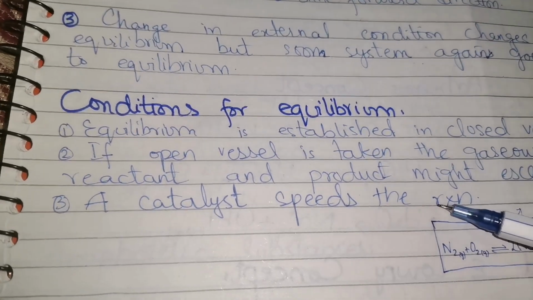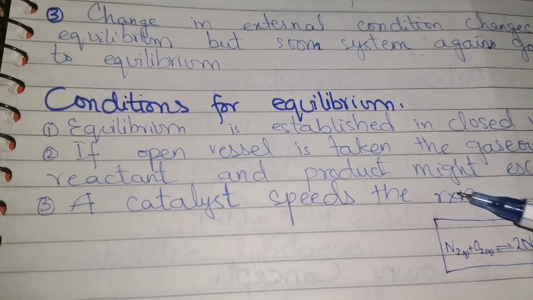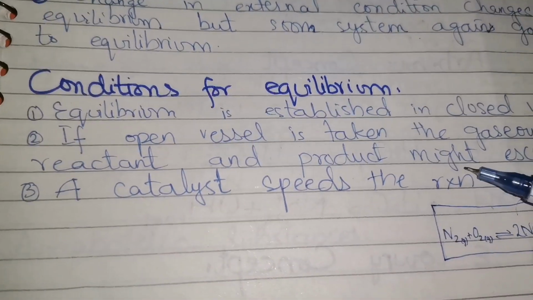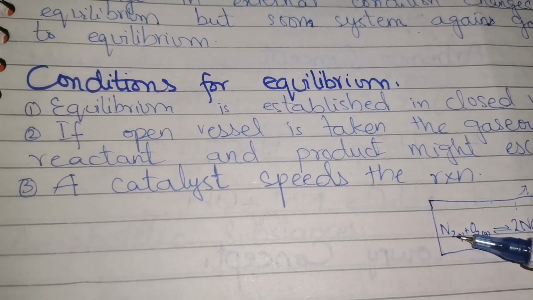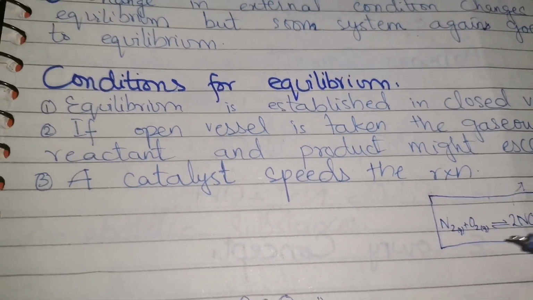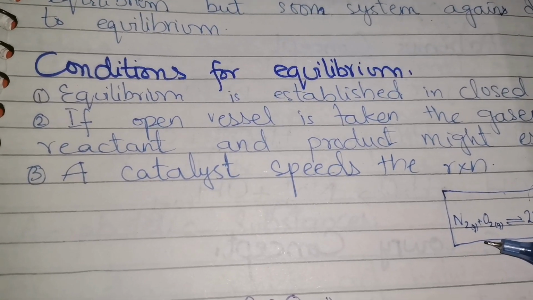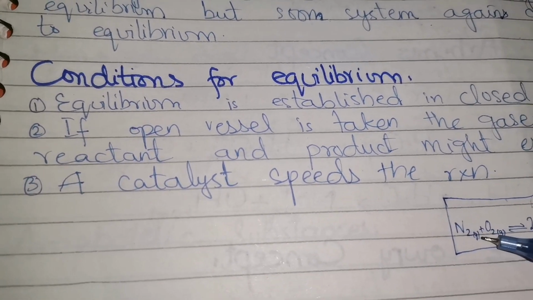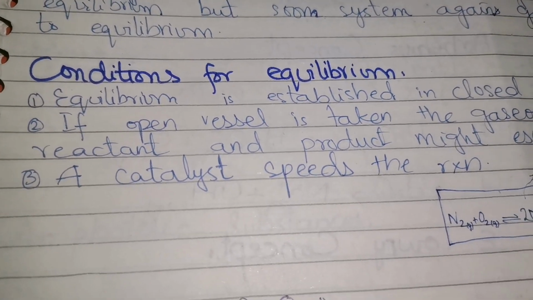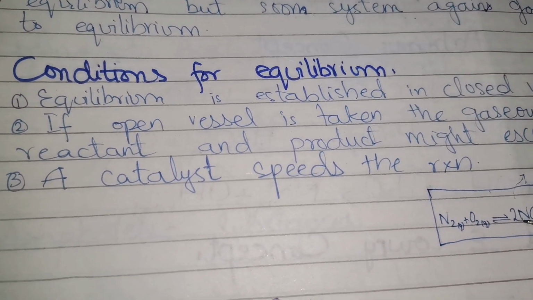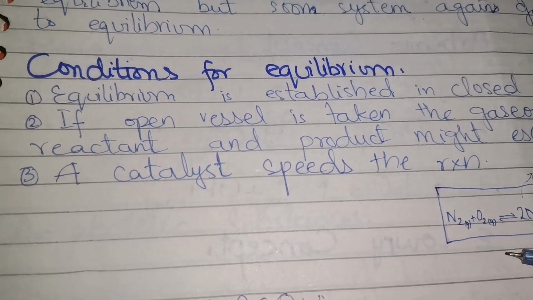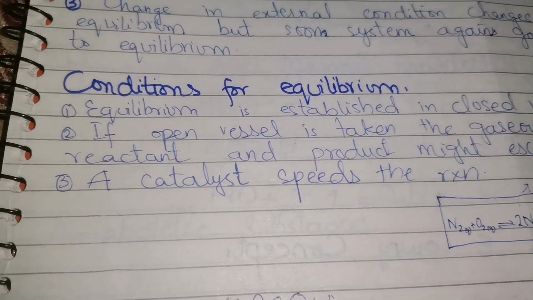The third condition is a catalyst. They say that catalyst only speeds up the reaction. It does not change the concentration of reactant or product, it just speeds up the reaction in the forward as well as backward direction. Means the reactant will quickly react in the presence of catalyst and form a product, and the product will quickly break down in the presence of catalyst and form reactants.